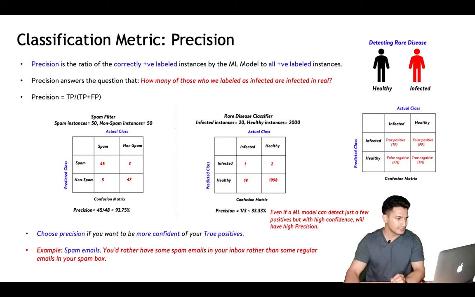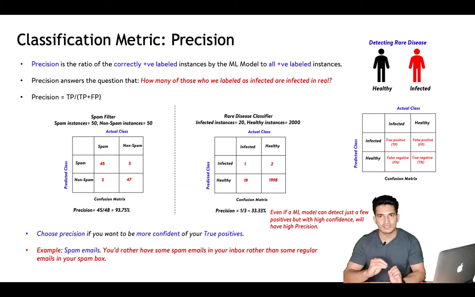One example where precision will be a very critical metric could be spam emails, because it's fine if some spam mails go to the inbox, but it's not fine if any regular, important mail goes to spam. So we would like the model to be very confident about spam emails, even if some of the spam mails go to the regular folder, but whatever goes to spam should actually be spam. So in this type of problem, precision will be a critical metric.